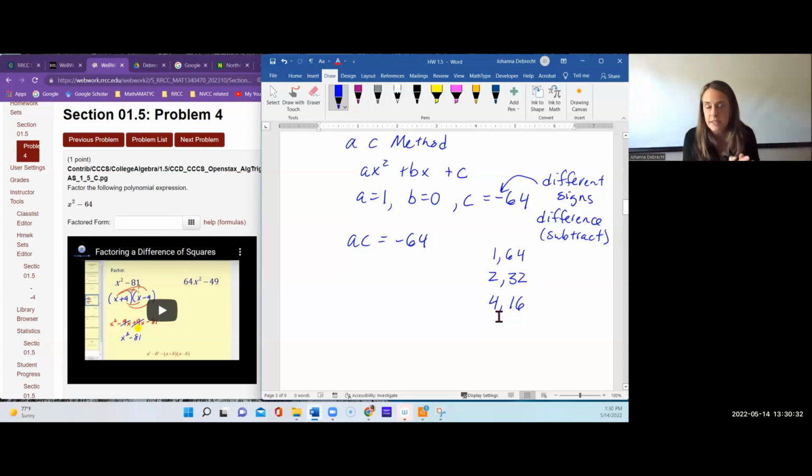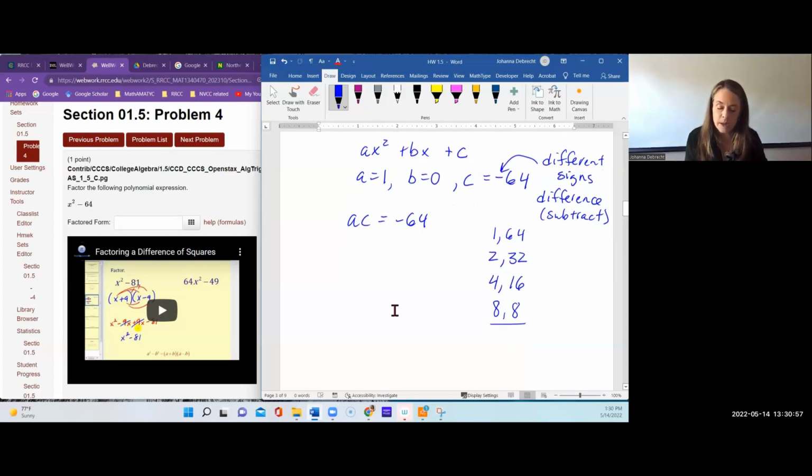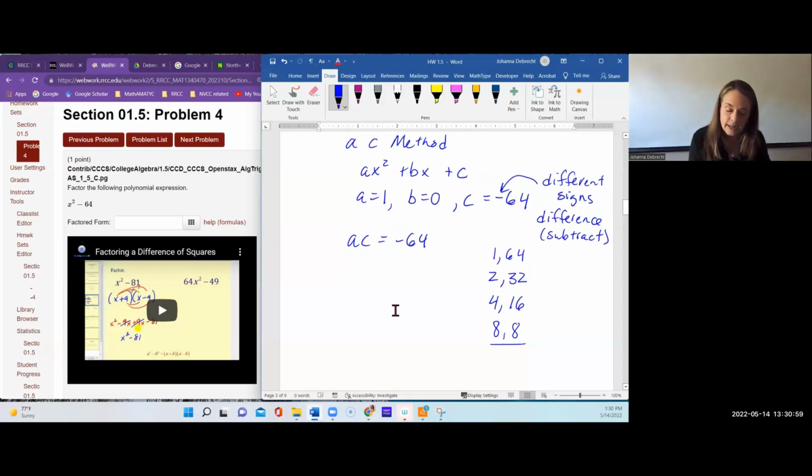5, no, 5 doesn't go into 64. It doesn't end in a 5 or a 0. 6, no, 6 goes into 60, which is only 4 away. 7, no, 7 goes into 63. 8, yes, 8 times 8. And there it is. You can see they've met in the middle. I have all the factors. And I'm looking for ones that subtract to give me 0. So it's got to be a plus 8x and a minus 8x.